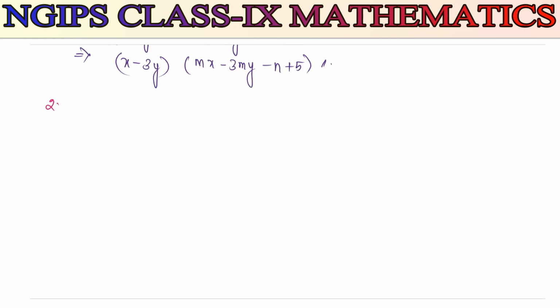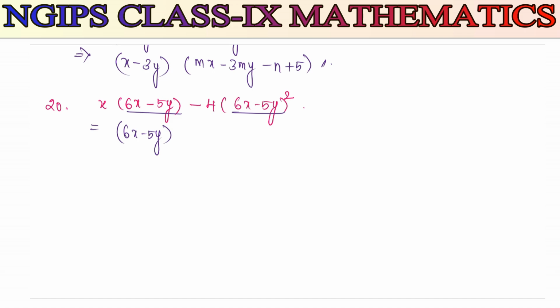Okay, the 20th one we have x into (6x minus 5y) minus 4 into (6x minus 5y) whole square. Now if you check this, we have 6x minus 5y common in both the terms, so I can write (6x minus 5y), you have to keep the bracket, into x minus 4 into, we took one power common, so the remaining one more power you have to write, (6x minus 5y).